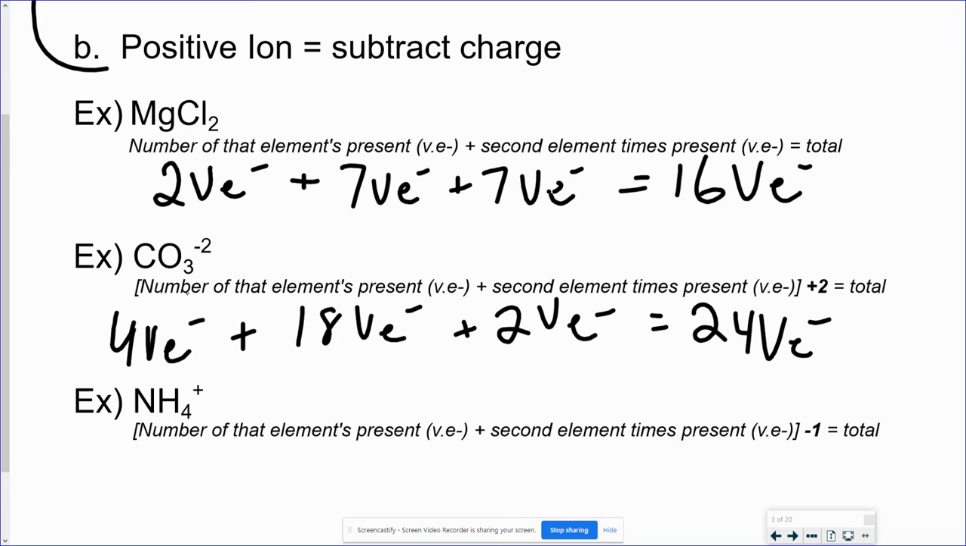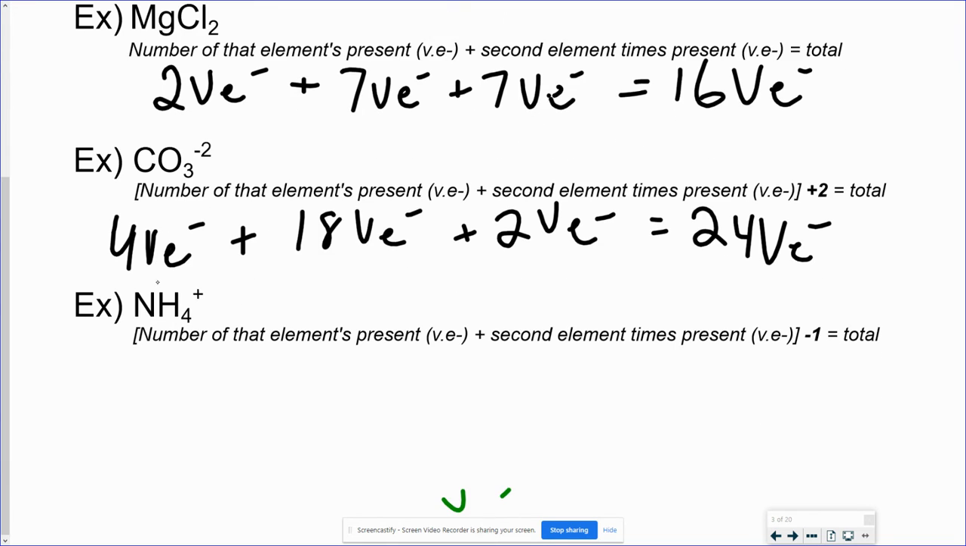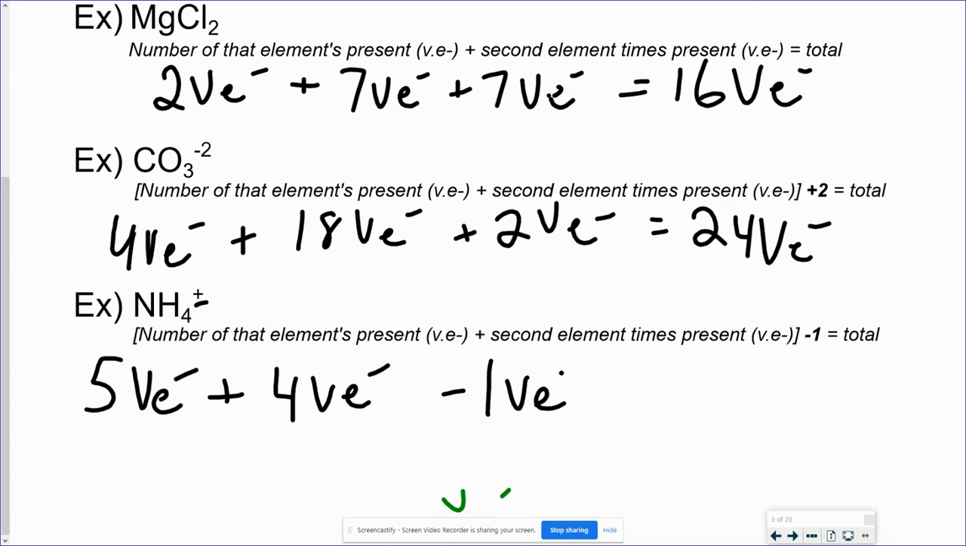Moving into the last example that we have here, you have N, which has 5 valence electrons. Each hydrogen has 1, giving us 4. Now, since it's a plus charge, it's actually minus 1 valence electron. If you take away a negative, you become positive. So what this ends up being is 5 plus 4 minus 1. So 9 minus 1 gives us 8 valence electrons. And that's how you determine what goes in column number 3.